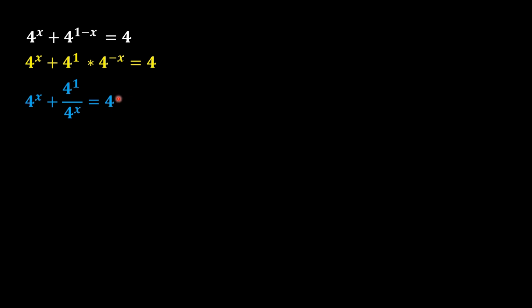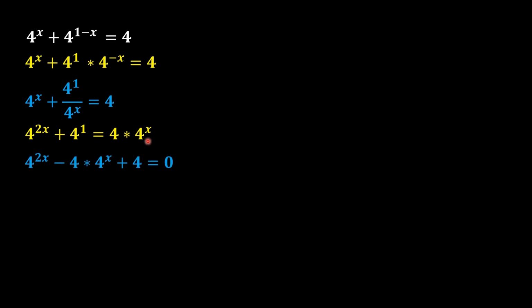Now in the next step we should simplify this. As a result we get (4^x)^2 + 4^1 is equal to 4 into 4^x, because this 4^x will multiply with this 4^x. As a result we get 4^(2x). 4^1 will remain the same, and this 4^x will multiply with this 4. As a result we get 4 into 4^x.